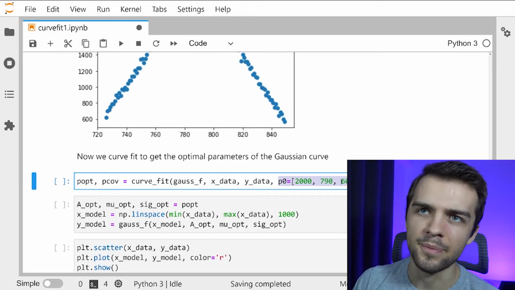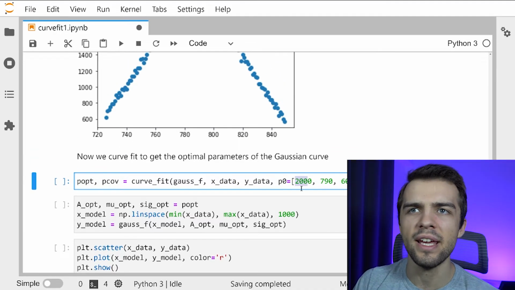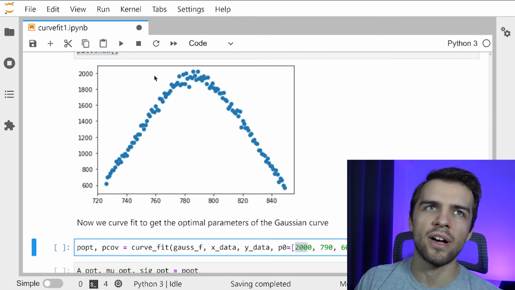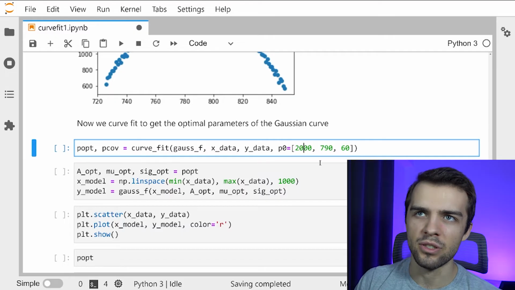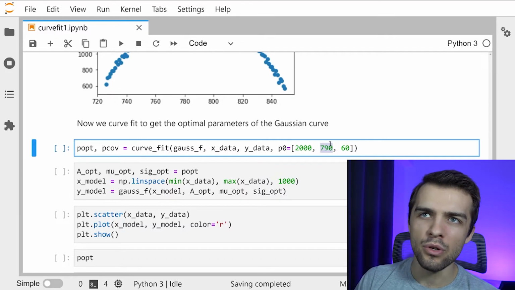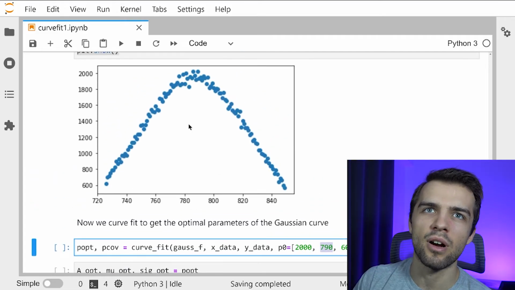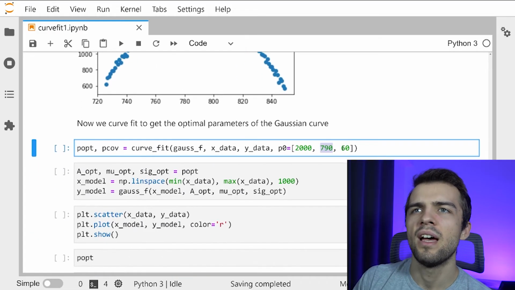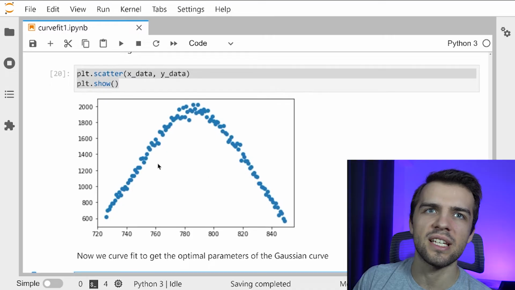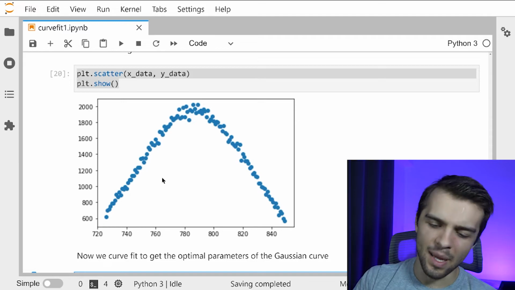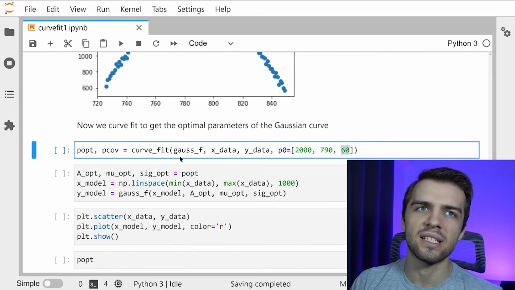And so here it's pretty simple. My initial value for A, which is the amplitude of the Gaussian, well, I just look up the top value here, so that's 2000. So that's my initial guess. Mu, which is the center of the Gaussian curve, I give 790 because that's approximately in the middle here. Sigma, I give the value of 60 because if I look from here to here, it's about 60. It's in the same order of magnitude, so I've given it a decent guess.